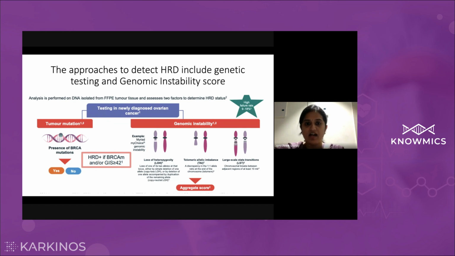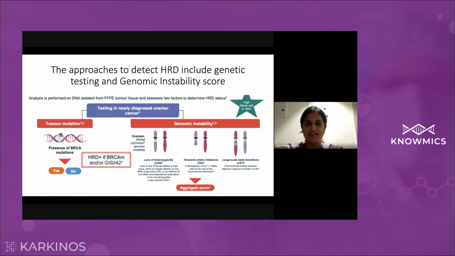Initially, when Myriad looked into it, which is still considered the gold standard for detecting HRD, apart from looking into the mutations, they looked for loss of heterozygosity. They also looked for telomeric allelic imbalance, and they looked for large-scale state transitions. When all these three were together, they connected them with an aggregate score, called the HRD score, and a score of more than 42 was designed for the Myriad test. Okay, and that's how the testing algorithm came, and then they patented this.